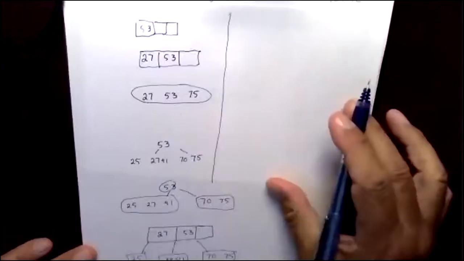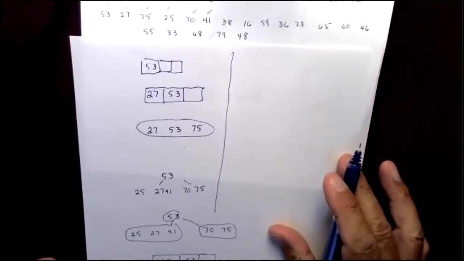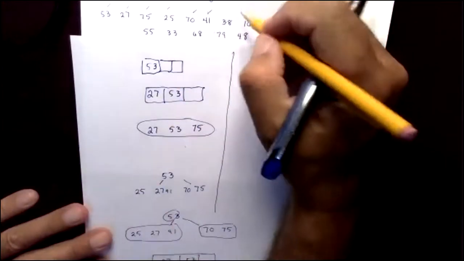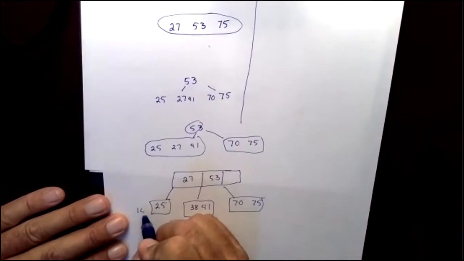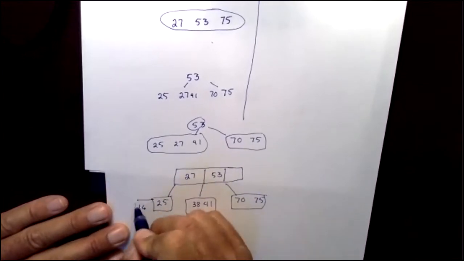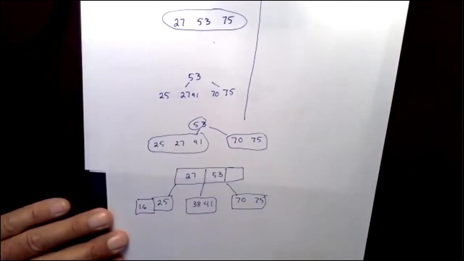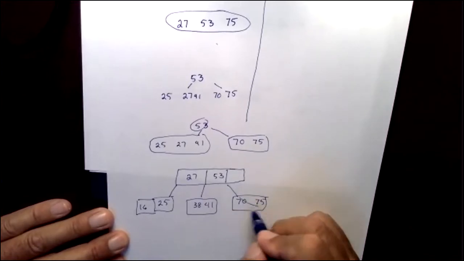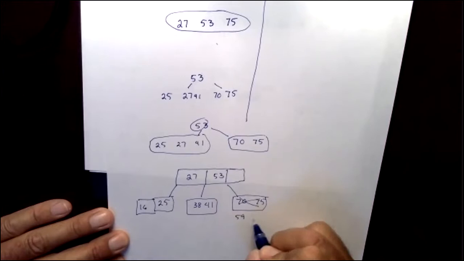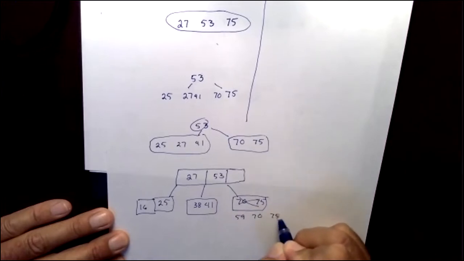The next numbers I want to put in are 16 and 59. So if I say 16, that's good. I can put it in right here. 59, where's that going to go? Over here. So this is now 59, 70, and 75.